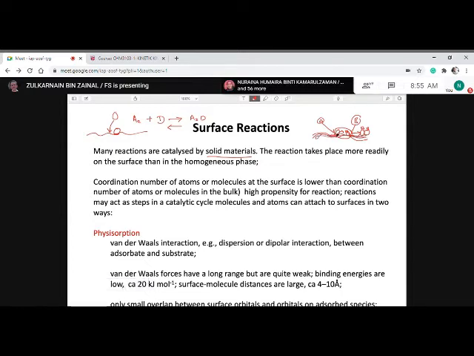The reaction is actually catalyzed on the surface, and the adsorbate on the surface can react easily. If you let the reaction occur in the gas phase, it will not occur. But if you let it adsorb on the surface, it will occur easily. So the surface is catalyzing the process. The reaction takes place more readily on the surface than in the homogeneous phase, all right?